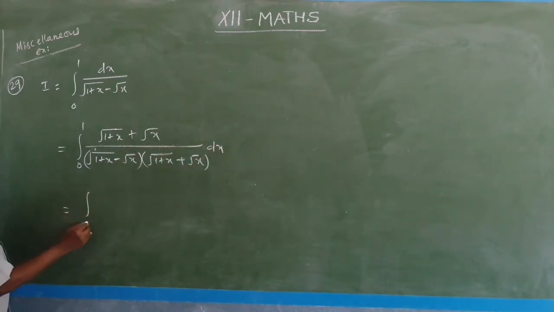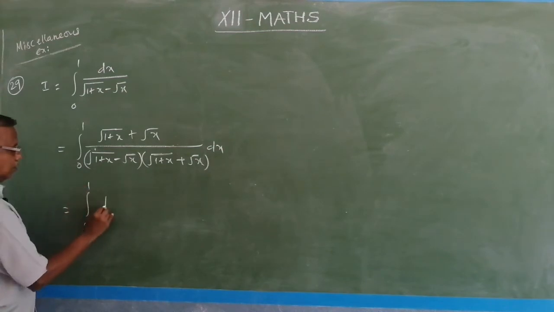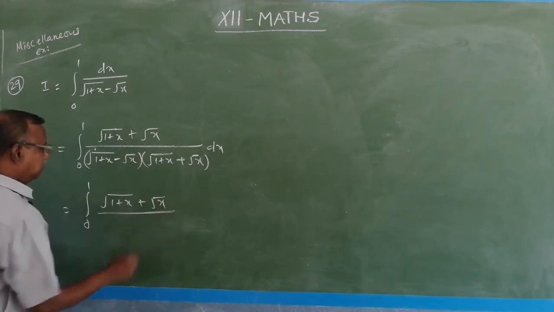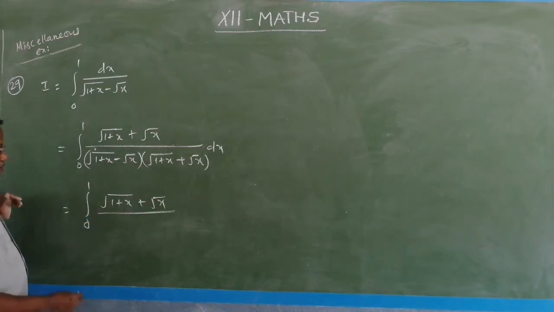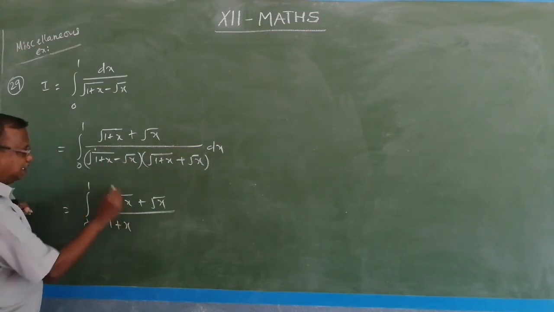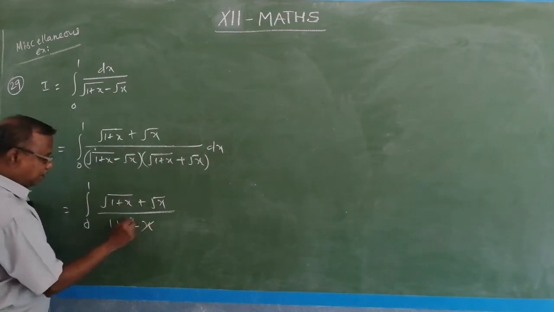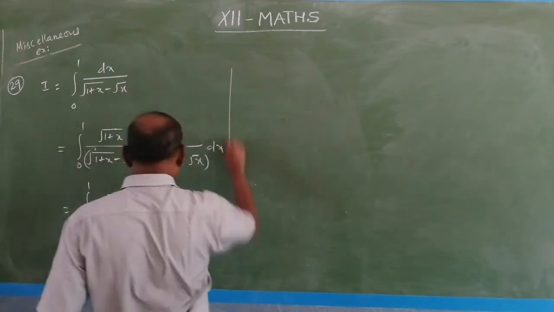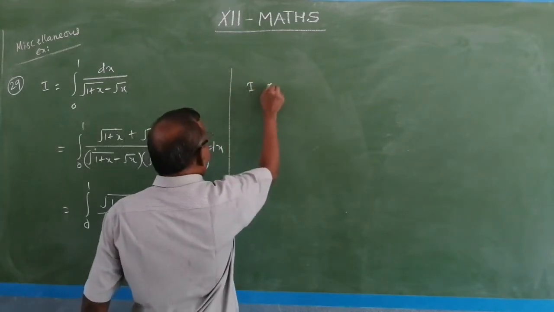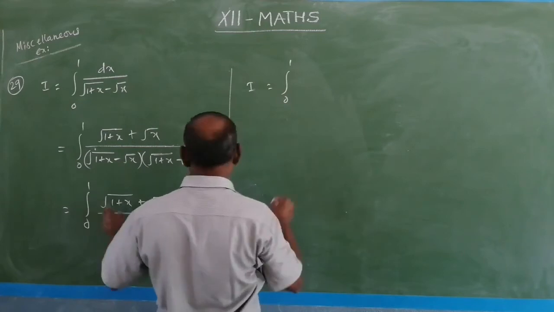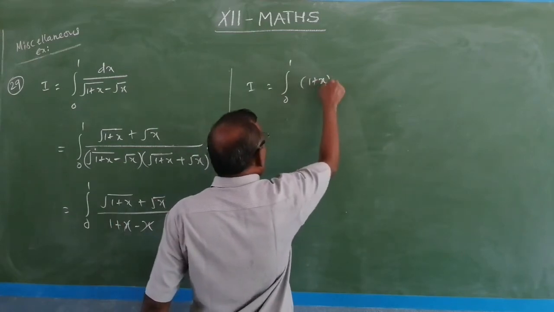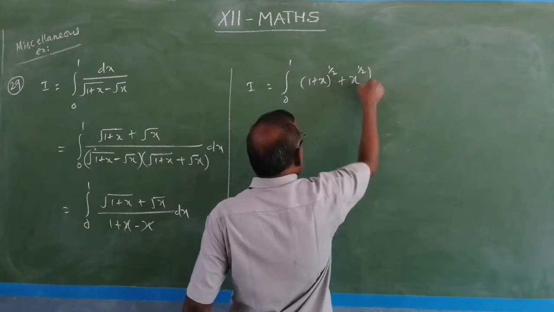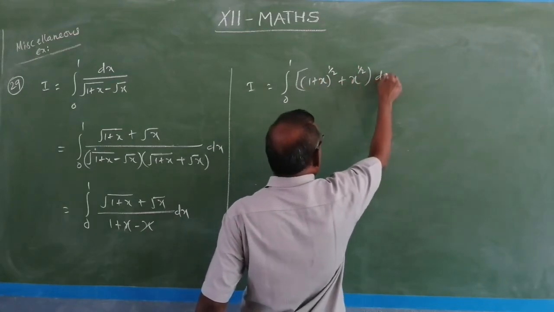So the numerator is the integral from 0 to 1 of root of (1 plus x) plus root x, and the denominator is a minus b into a plus b equals a square minus b square. It is 1 plus x minus x into dx. So the denominator is 1. So we can write I as the integral from 0 to 1 of (1 plus x) whole power 1 by 2 plus x power 1 by 2 into dx.